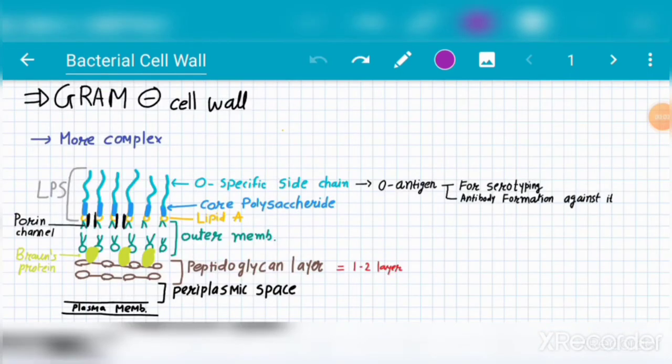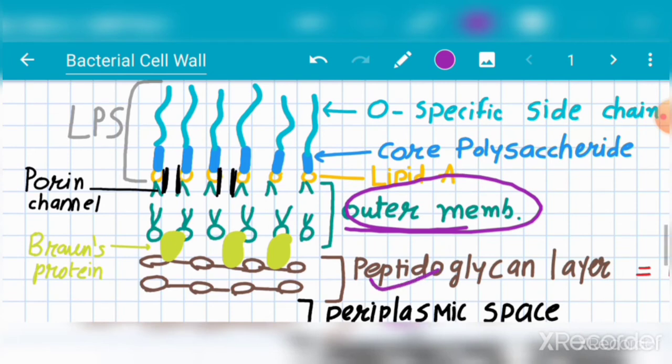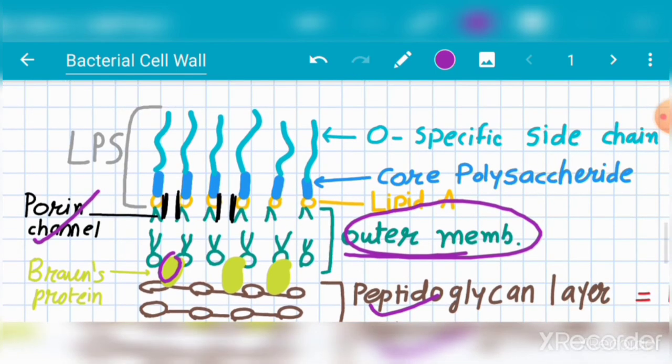Outside the peptidoglycan layer, there is an outer membrane present. Basically, the outer membrane is a phospholipid layer. It is attached to the peptidoglycan layer by Braun's lipoprotein, and it has special porin channels. These porin channels are responsible for influx and efflux of small molecules through the bacteria. Outside it, there is lipopolysaccharide.